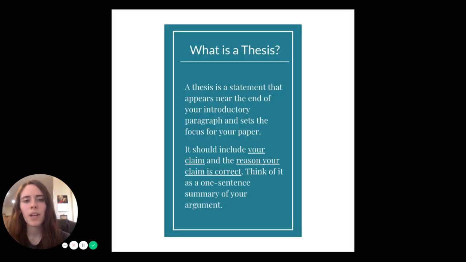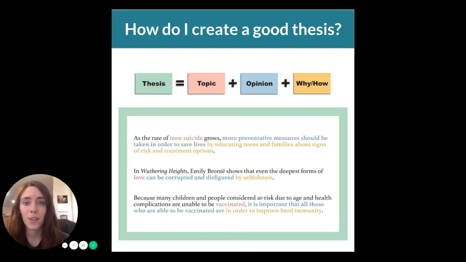To start off, let's talk about what a thesis is. A thesis statement, as you know from past announcements in our studies, should appear at the end of your introductory paragraph and kind of set the focus for your paper. It should include a claim and then the reason that that claim is correct. Now, think of it kind of like a one-sentence summary of the argument for your paper. And if you're wondering how exactly to do that, here's a helpful formula that will make sure you're on the right track. So your thesis should be a combination of a topic, an opinion, and the why or how.